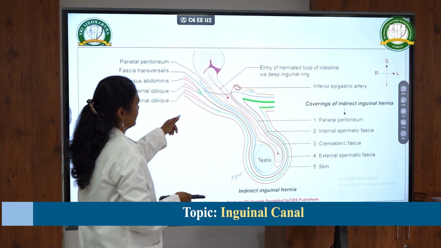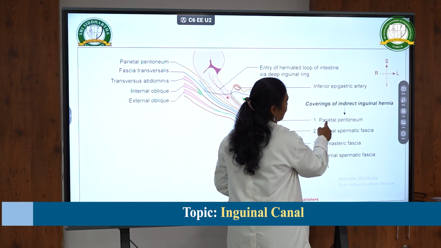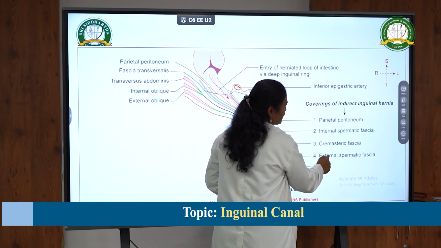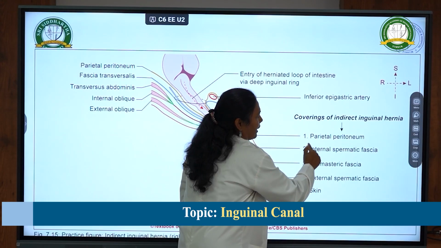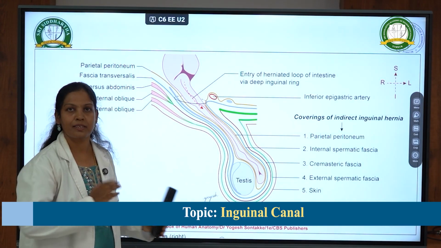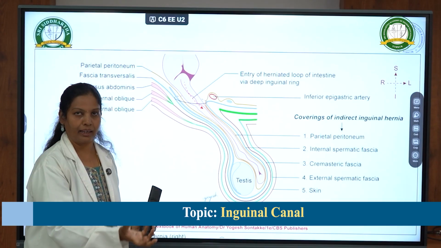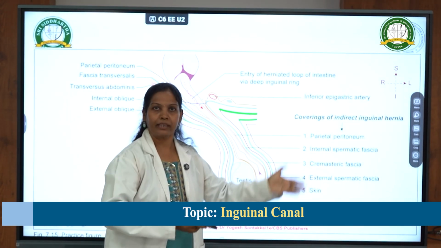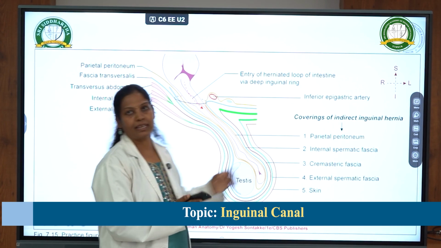So this is the indirect inguinal hernia. What are the coverings in indirect inguinal hernia? From inner to outer: parietal peritoneum, internal spermatic fascia, cremasteric fascia, external spermatic fascia, skin. In direct inguinal hernia, this internal spermatic fascia will be replaced by fascia transversalis. This is the difference in the coverings of the indirect and direct inguinal hernia. In indirect inguinal hernia, the covering will be internal spermatic fascia, whereas in direct inguinal hernia, the second covering will be the fascia transversalis.